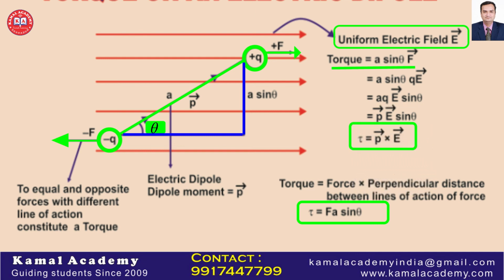So torque becomes p cross E. Hence the torque experienced by an electric dipole is the cross product of the electric dipole moment vector and the applied uniform electric field vector.